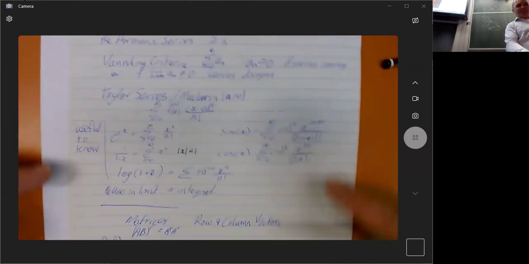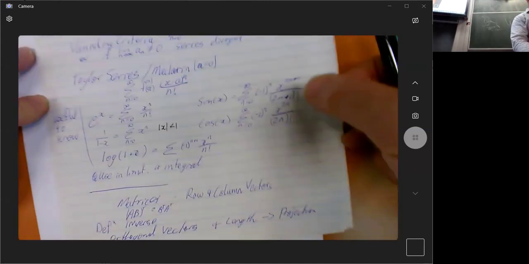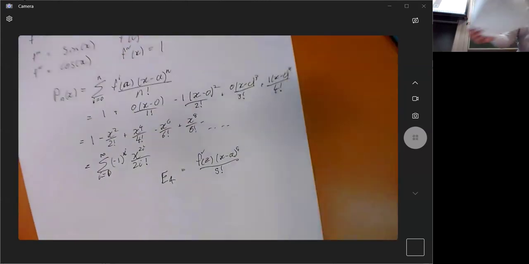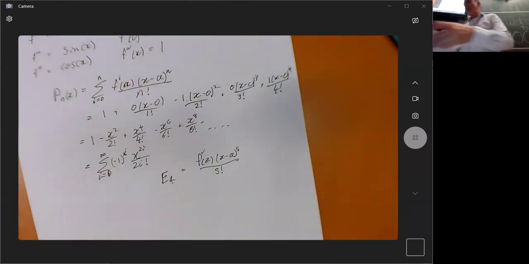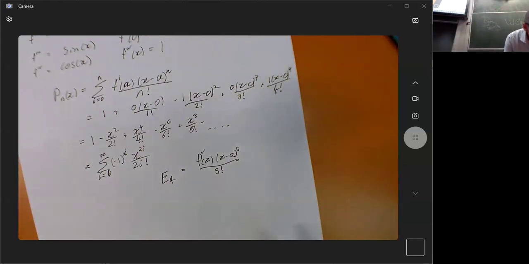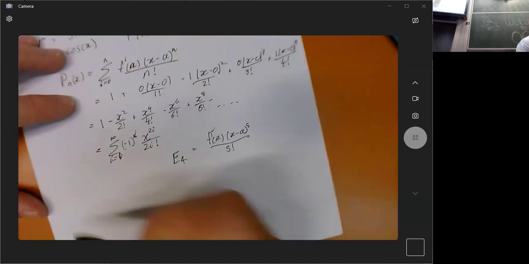All right, everybody had enough time to get this down? Yeah, if they want. So if I'm doing the Taylor series for e to the x squared, whoops, good.